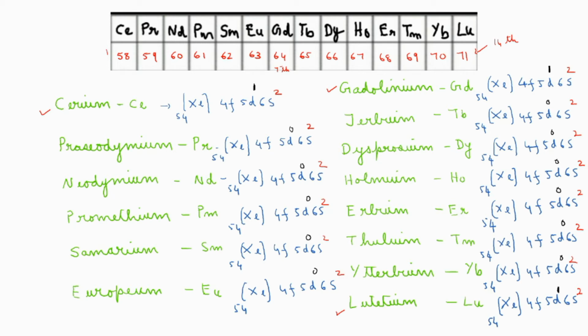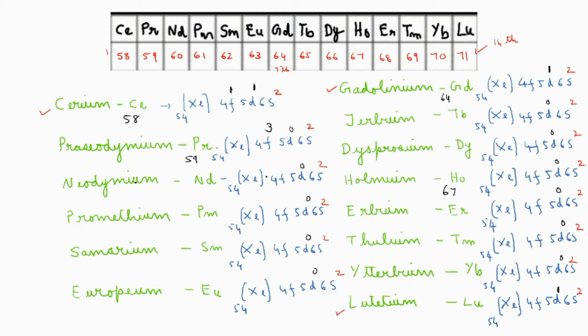If so, you can easily find out the number of electrons present in the 4f subshell because you know the atomic number. What is the atomic number of cerium? That is 58. 54 plus 2, 56, plus 1, 57. So 1 electron will be present in the f subshell. Then praseodymium, atomic number is 59. Already 54 electrons are present in the inner orbital. 54 plus 2, 56. So 3 electrons will be present in the f orbital.